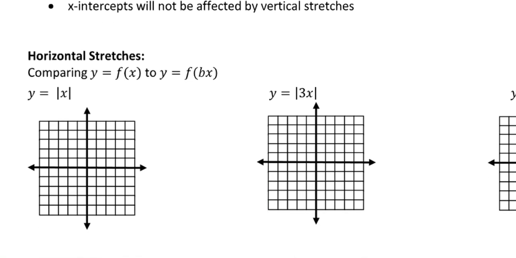So, okay, horizontal stretches. So now same thing. Our B value though is attached to the X. So we're going to replace the original function, absolute value of X, with 3X, right? You're putting 3 in place of what used to be X in the original. Okay, so here, let's just sketch this again quickly.